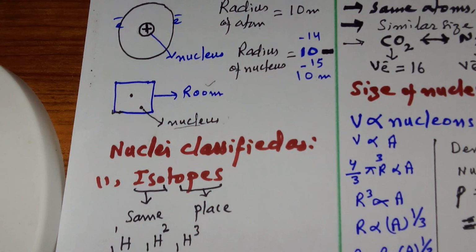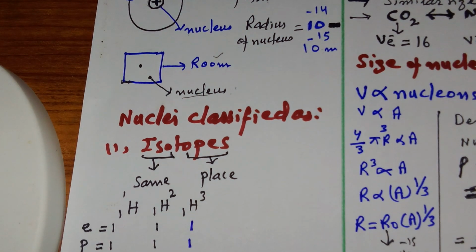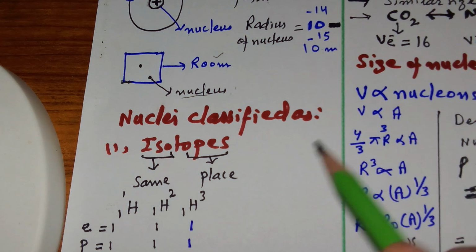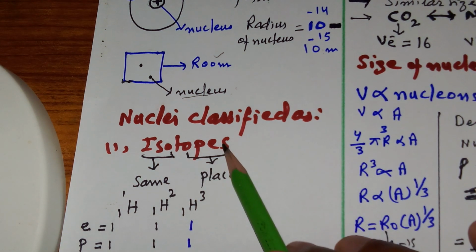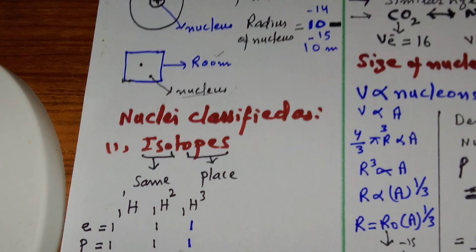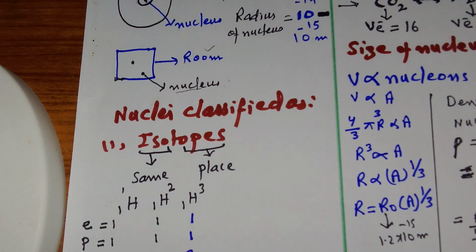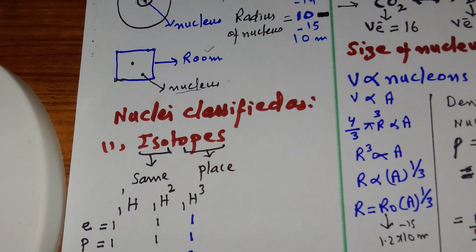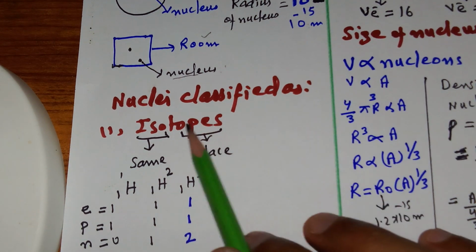Now let's discuss the classification of the nuclei of atoms. We have different nuclei. First, we have the isotopes. Nuclei are classified as isotopes, isobars, then isotones and isosteres. We will study them in detail. So first we have to learn about the isotopes.